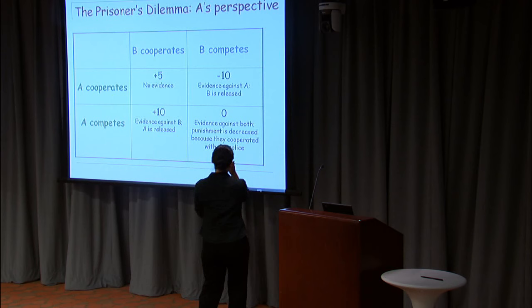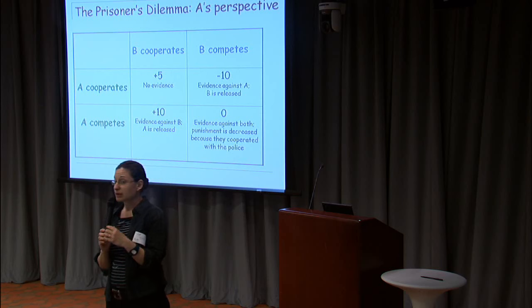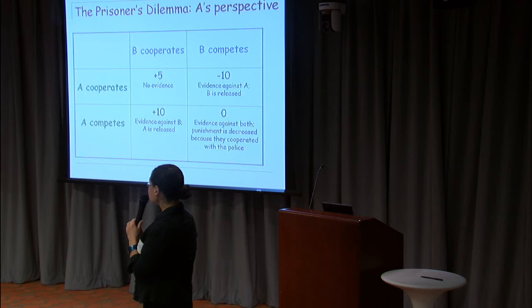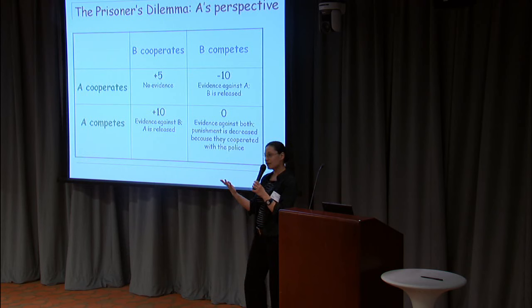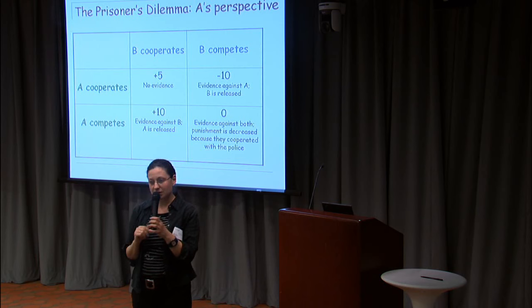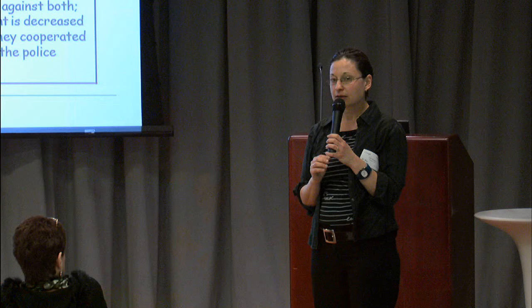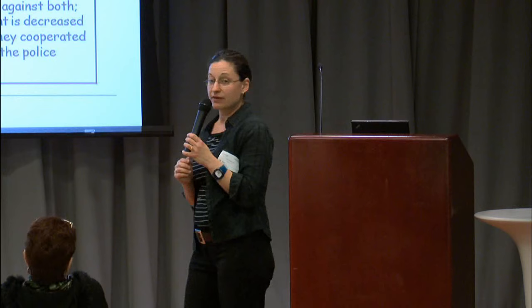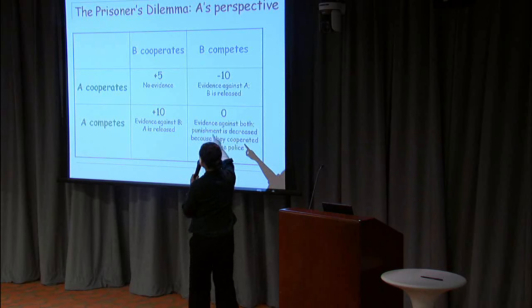Let's look at these cells. They both compete. That means that both of them give to the police evidence against each other. And because the police would like to thank them for the evidence that they provide, the punishment is reduced, but still there is evidence, so they get zero. Zero is a relative sum, it's not absolute. Okay, and what happens in a situation in which they both cooperate? They do not provide to the police evidence, so the police cannot accuse them, and they are both released. But why is it better than this? Because there is no evidence to the police, so it's a better situation for them than this one.